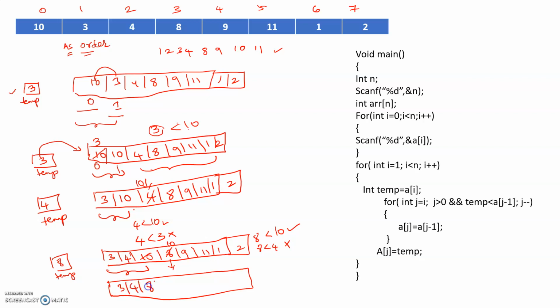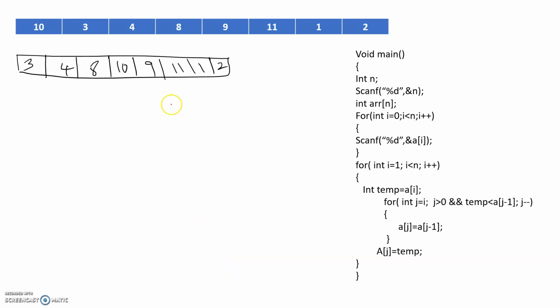3, 4, 8, 10, 9 and 11, 1 and 2. This is our sorted array. So next we'll go for the next element, that is 9. In this, these elements are already in the sorted representation, 0, 1, 2, 3, and my next selected element is 9. So whatever element you are selecting will be stored.